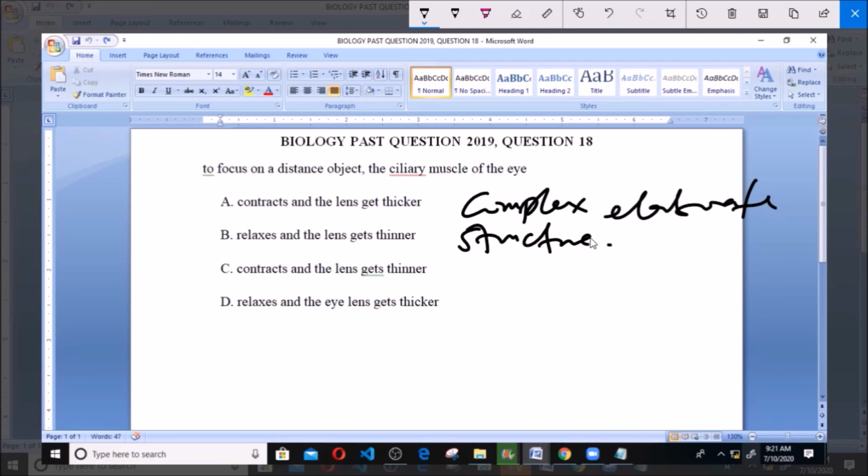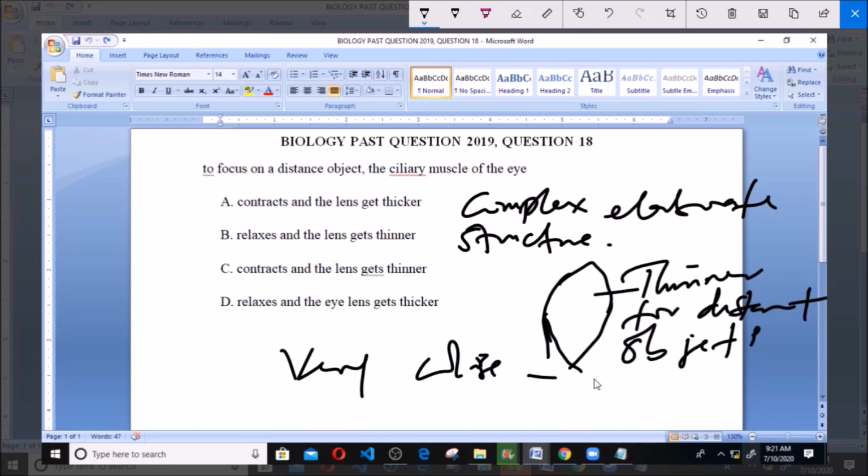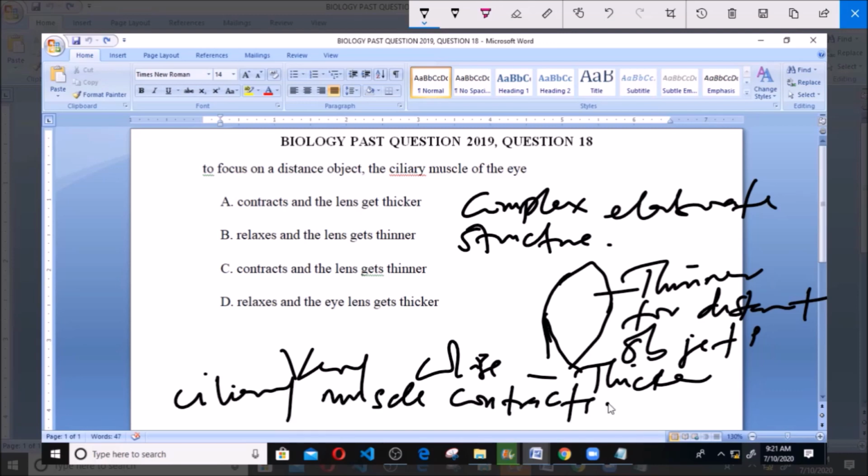Let me write it down: the lens gets thinner for distant objects, but if the object is very close, the lens gets thicker. Now the ciliary muscles contract when it's a distant object and relax when the object is close. So the ciliary muscle contracts for far objects and vice versa for close objects.